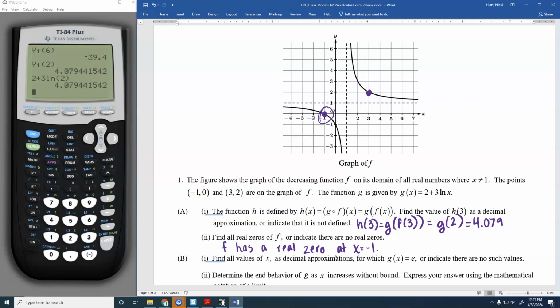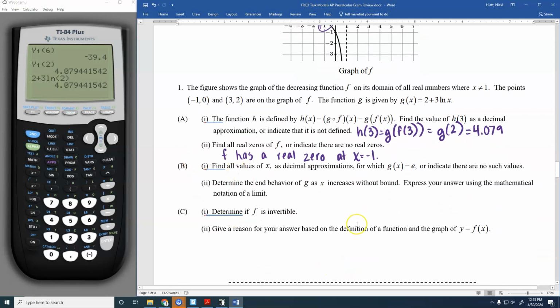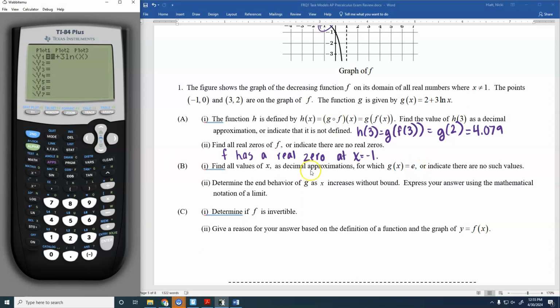Okay? Everybody good there? All right. B1 says find all values of x as a decimal approximation for which g of x equals e, or indicate that there are no such values. What should I do here? We're going to see where it crosses e. So we're going to go over here to y equals. E is the y value, so we're going to put in y2, we're going to put an e right there. We are going to graph it. I bet I need to go zoom 6 again because I zoomed out earlier. Oh yeah, I can't see that. Do zoom 6.